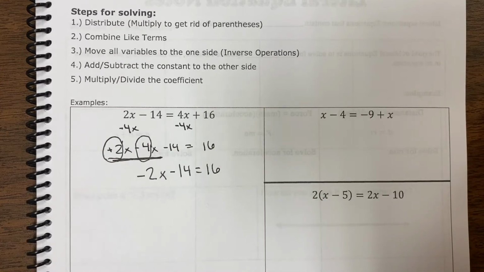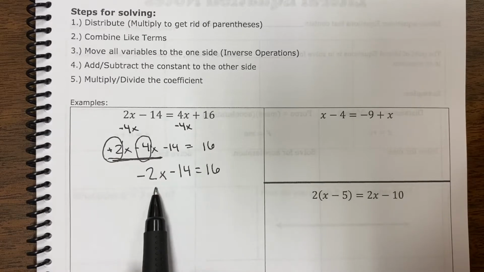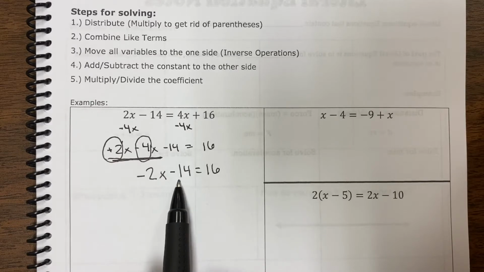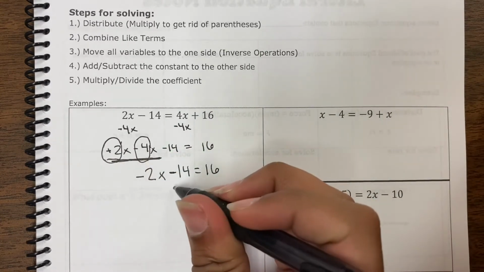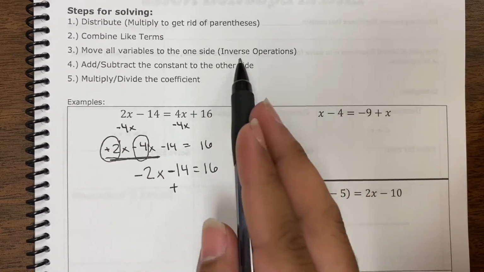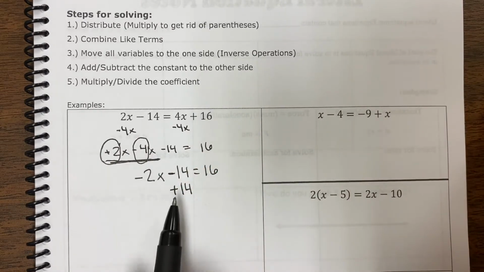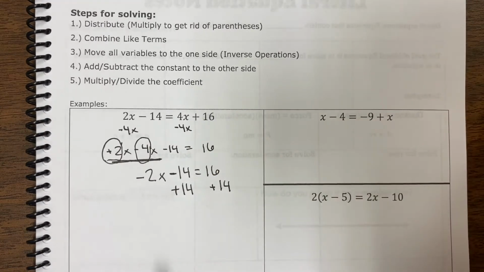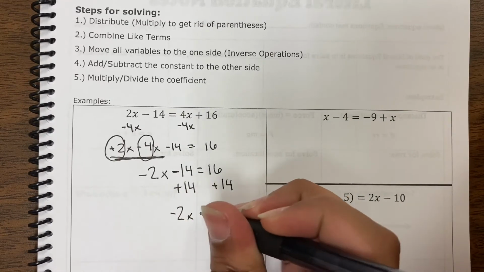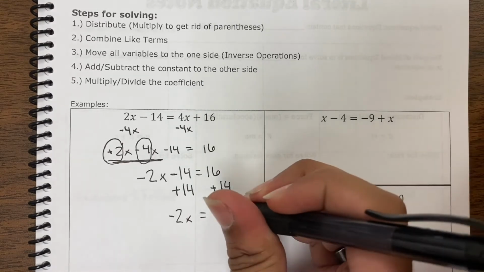My next step is to add or subtract the constant to the other side. So right now the constant on this side, because my goal is to get the x by itself, is going to be to add this constant. Because right now it is negative, so to cancel it out, I'm going to add. So remember, the inverse means opposite. So negative 14 plus 14 would cancel out. But we believe in justice, so what I do to one side, I have to do to the other. So now I'll have negative 2x equals 16 plus 14, which is 30.